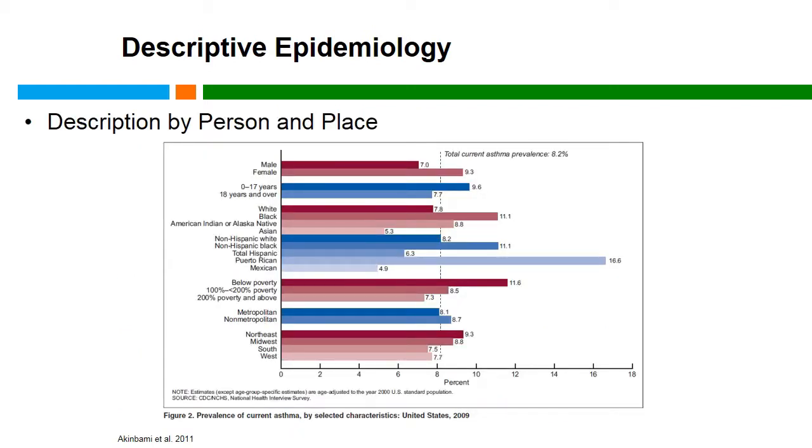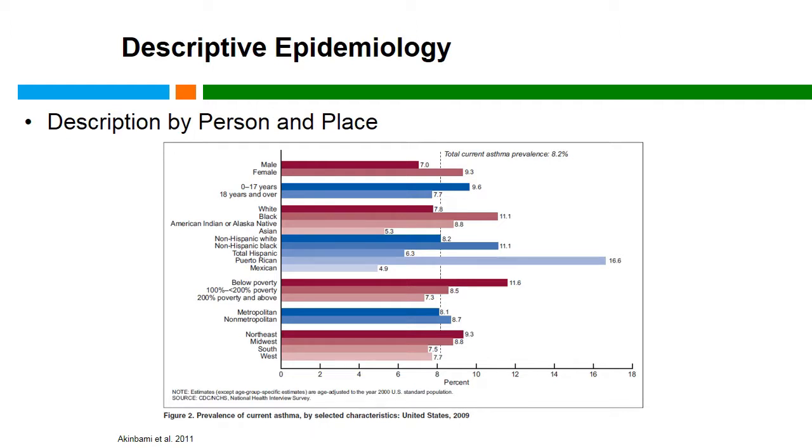So let's go through a few examples of descriptive epidemiology taken from the CDC's report on asthma in the United States. In this first figure, the prevalence of asthma is displayed according to a number of factors, including sex, age, race, ethnicity, poverty status, and region of the country. Note that by examining the data according to these factors, we may observe differences that prompt additional study in the form of analytic study designs.